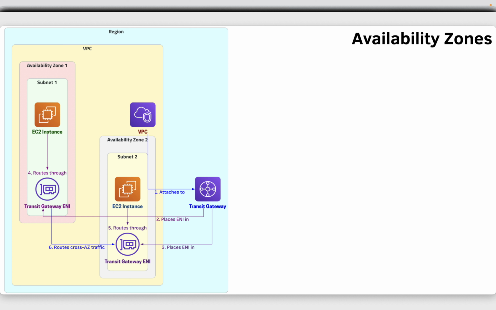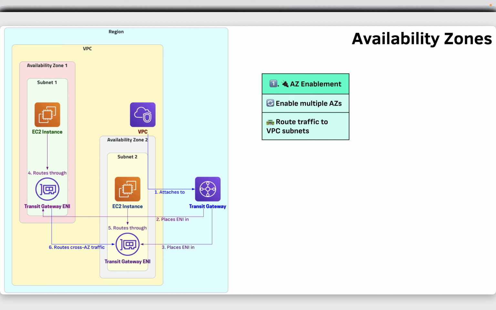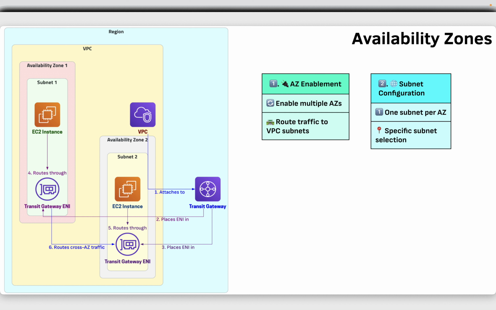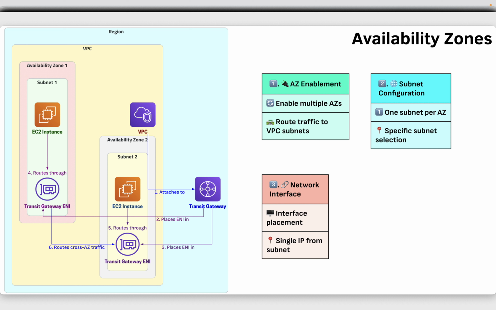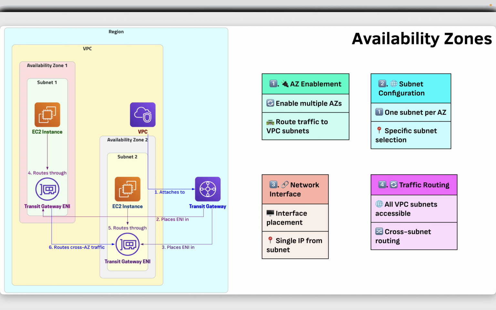Next, how it relates to availability zones. When you attach a VPC to a transit gateway, you must enable one or more availability zones to be used by the transit gateway to route traffic to the resources in the VPC subnets. To enable each availability zone, you specify exactly one subnet. The transit gateway places a network interface in that subnet using one IP address from the subnet. After you enable an availability zone, traffic can be routed to all subnets in the VPC, not just the specified subnet or availability zone.